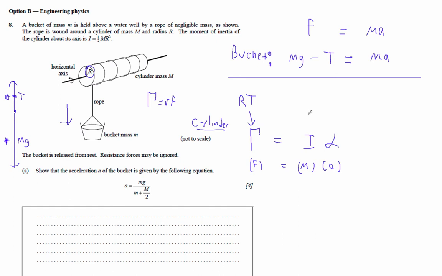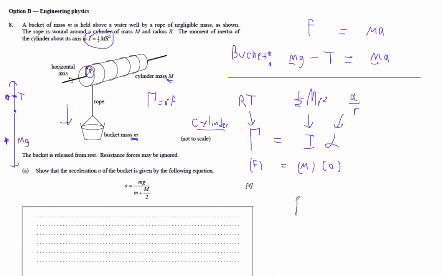Okay, and then for I, you're going to substitute 1/2 big M R squared. They tell you right here. So keep in mind that this is small m, that's the mass here, right? And then the cylinder is big M, right? Okay, and then for alpha, we're going to substitute A over R. Okay, when you do that, you're going to get this beautiful little thing.